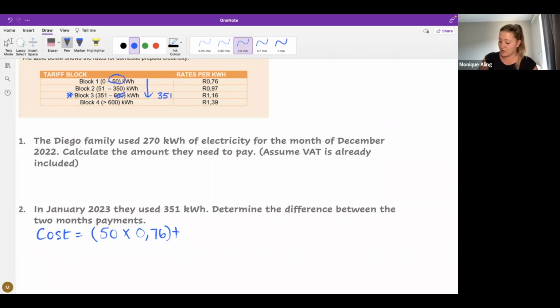In the second block, we're going to say 350 minus the 50 we were just charged for in the first block. So I'm left with 300 times by 0.97. And then in our range, the third range, it's 351 minus the 350 we were just charged for. So I'm going to write here 351 minus 350. So it's literally just 1 unit in this next block.